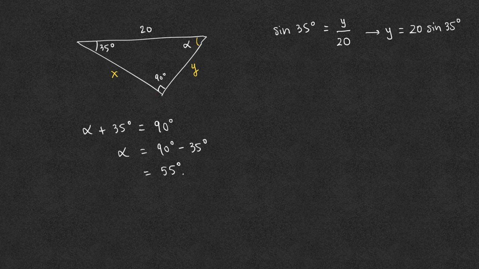X is adjacent to 35 degrees, and because of SOHCAHTOA, since we know the hypotenuse already, to relate the adjacent to the hypotenuse, we would use cosine. Cosine of 35 degrees is adjacent over the hypotenuse. Isolating x, we have x equals 20 times cosine of 35 degrees.